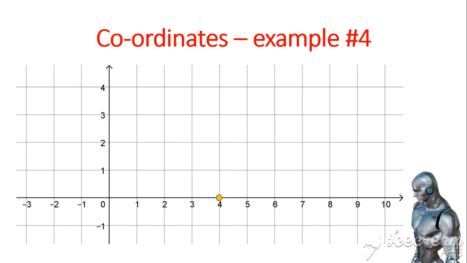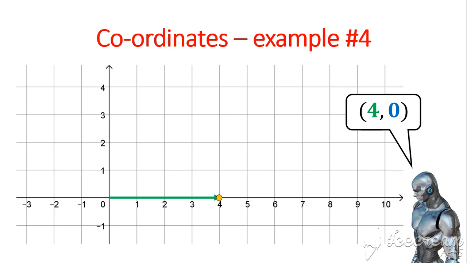All right, what about this example? What is the coordinate of this point here? Well, notice we've traveled 4 squares across from the origin, but we then have not traveled up or down. We haven't moved vertically. So it's going to be in brackets 4, 0.